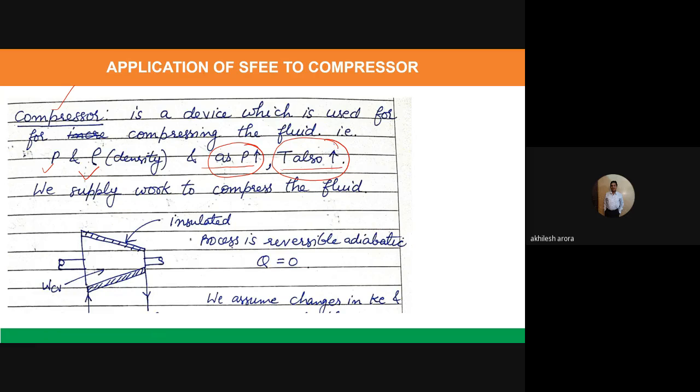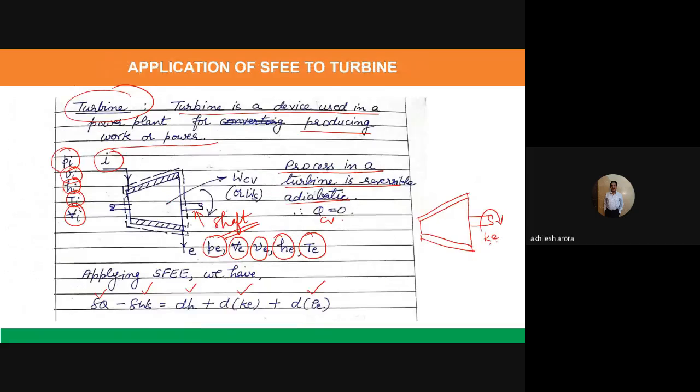So this is the diagram of a compressor. You can see this is the inlet and this is the exit. At the exit there is a smaller area because the fluid is compressed. It should have a smaller area because the density has increased and the pressure has increased. The reverse was true in case of a turbine. In case of a turbine, at inlet we have high pressure, Pi is greater than Pe.